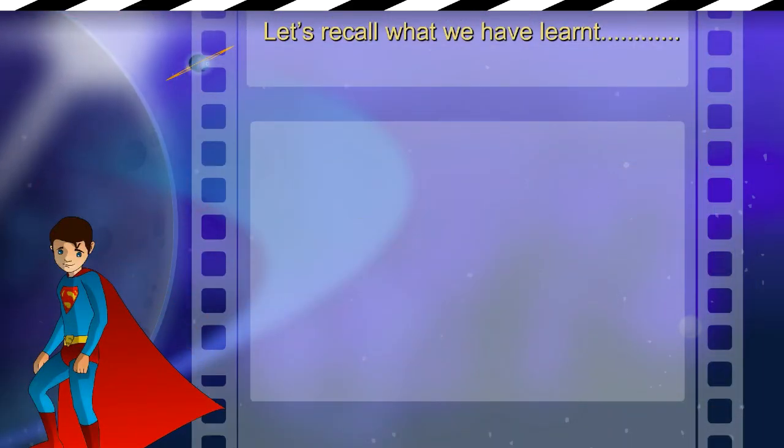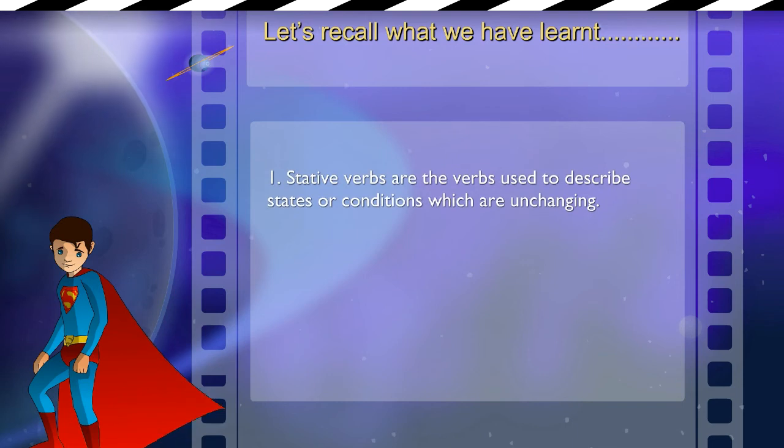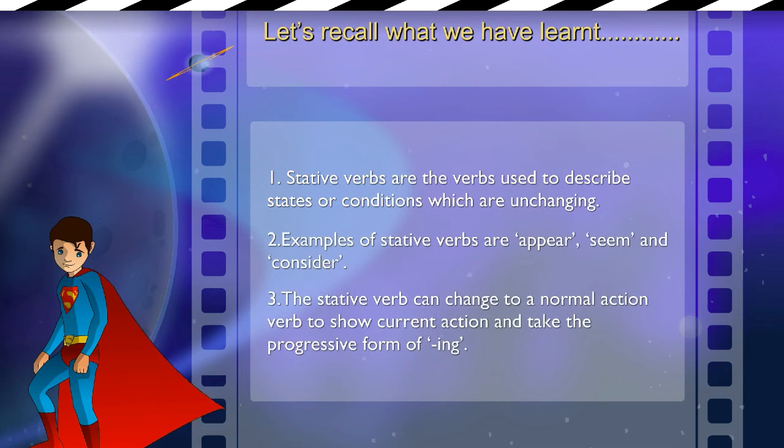Let's recall what we have learned. Stative verbs are the verbs used to describe states or conditions which are unchanging. Examples of stative verbs are appear, seem, and consider. The stative verbs can change to a normal action verb to show current action and take the progressive form of ing.